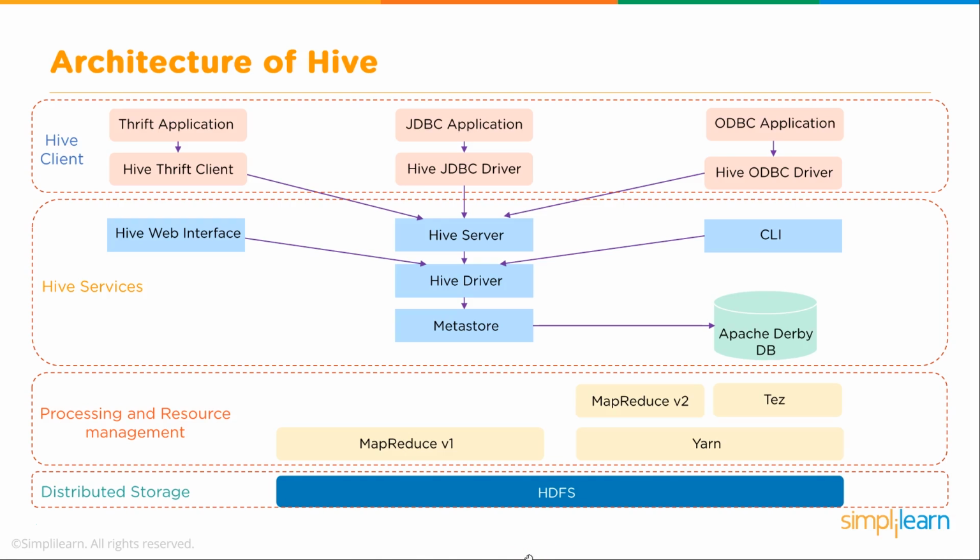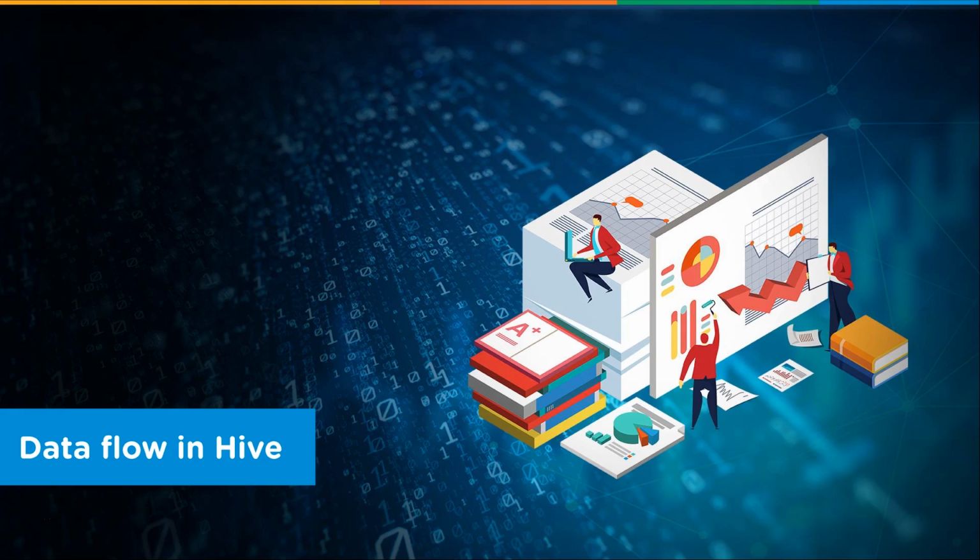And then we have our distributed storage, which is the HDFS. And if you looked at our Hadoop tutorials, you'll know that these are on commodity machines and are linearly scalable. That means they're very affordable. A lot of times when you're talking about big data, you're talking about 1/10 of the price of storing it on enterprise computers. And then we look at the data flow in Hive.